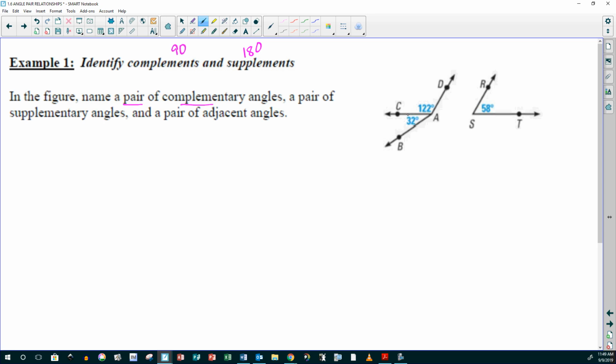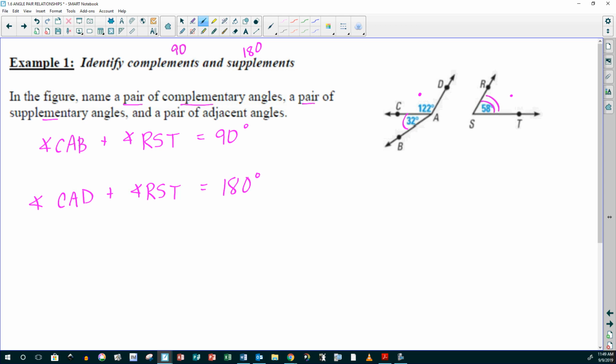So I'm thinking this angle plus this angle. So angle CAB plus angle RST equals 90 degrees. Name a pair of supplementary angles. So this angle right here plus this angle here. So angle CAD plus angle RST equals 180 degrees.